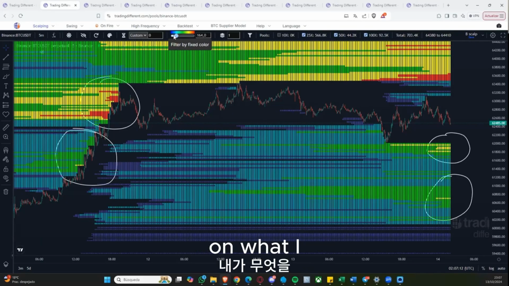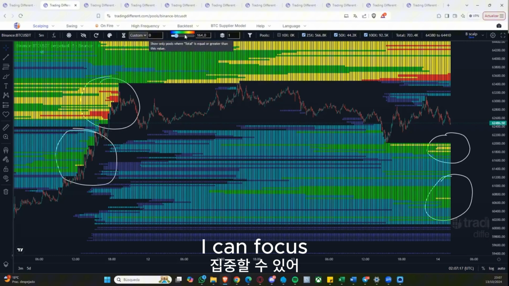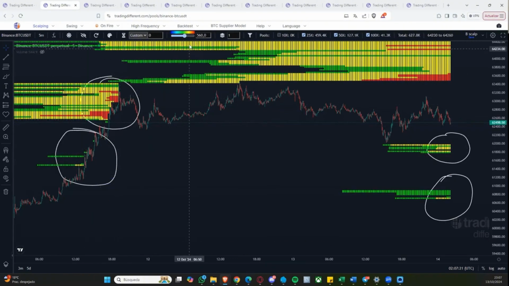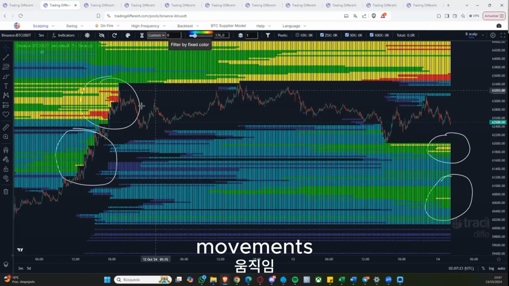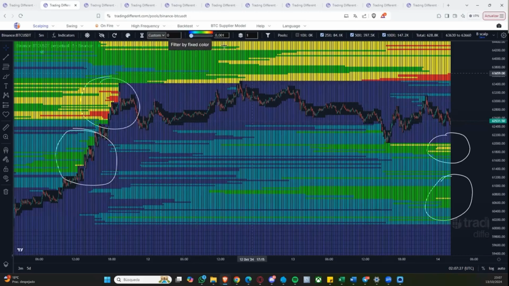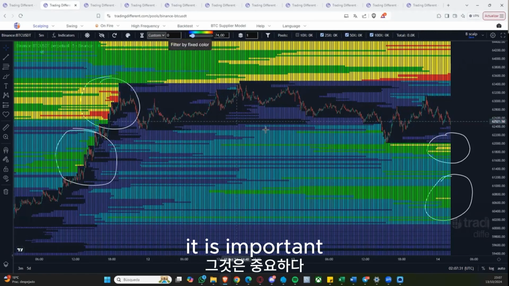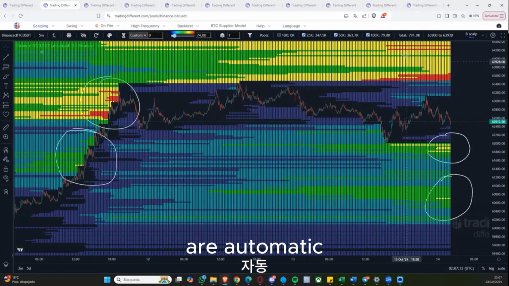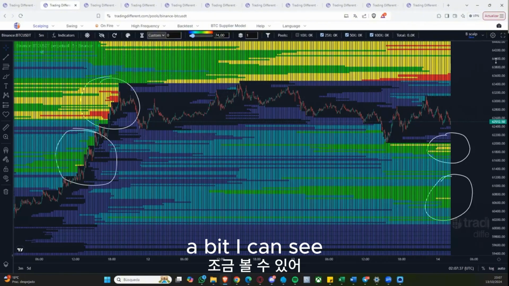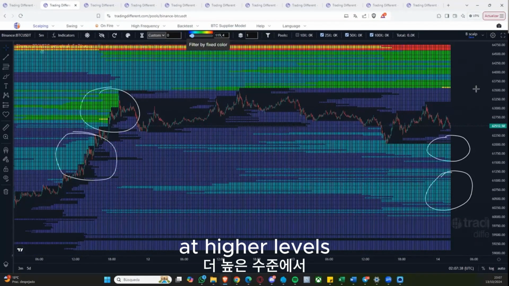This will depend on what I want to see and the level of precision I am looking for. I can focus on the biggest price moves or understand each of the smallest moves. I can also analyze the minor movements that the price makes within a range. It is important to note that the colors are automatic and change if I start to adjust the zoom. If I zoom out a bit, I can see the liquidity at higher levels.